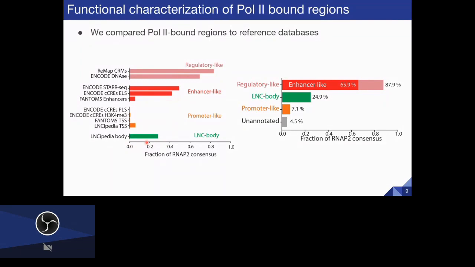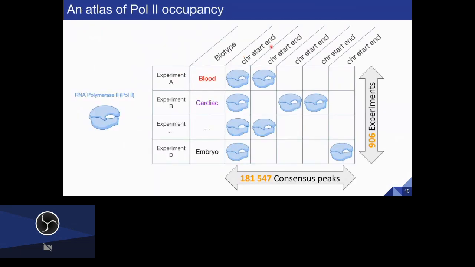So what we can also do is that we have our POL2-bound regions, which correspond to genomic locations. We have our 906 experiments. We've annotated our experiments with a high-level annotation to simplify how to interpret the data because we have over 250 different cell lines and tissues, so it's not interpretable as is. So one question that we can ask is whether there are some consensus peaks that may be specific, for instance, to the cardiac experiments or to the embryo experiments?